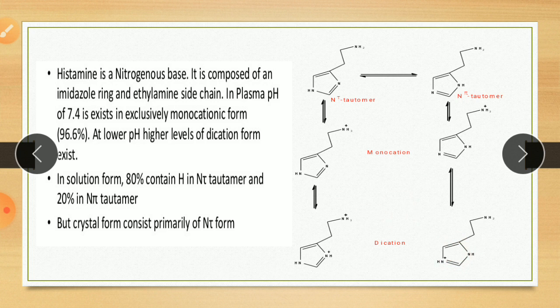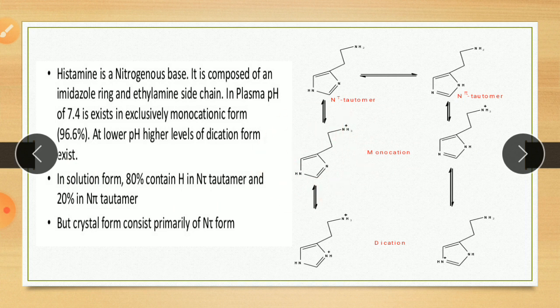In water or in solution form, 80% contain this monocationic form, but in that 80%, N-tau tautomer and 20% this N-pros tautomer. So in solution form, 80% of histamine contains the N-tau tautomer and 20% the N-pros tautomer. But in crystal form it consists primarily of this form. In crystal form the major percentage is in this form.